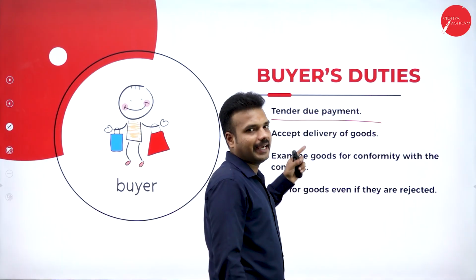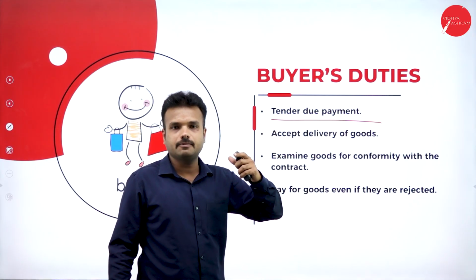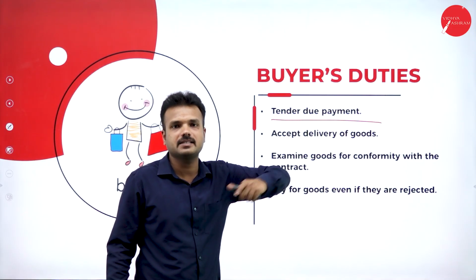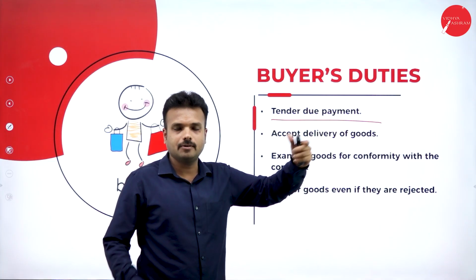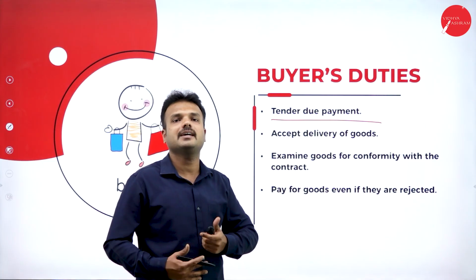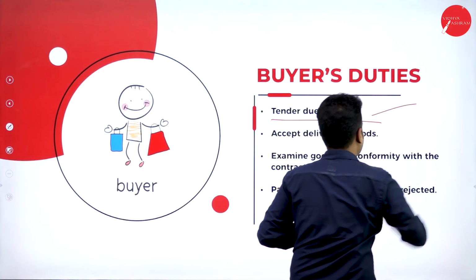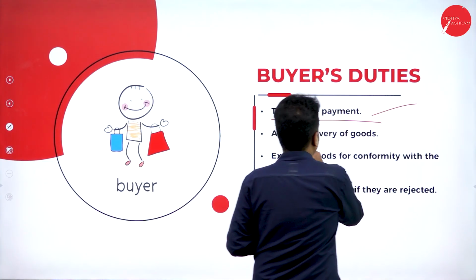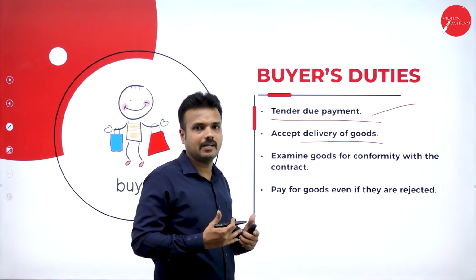Buyer duties. Tender due payment. All the buyers are not supposed to make the payment in a single payment, meaning a single installment. They may take a number of installments. Lawfully they have a right to take installments, but within the specified period of time they are going to clear the amount or the credit taken from the seller. Accept delivery of goods. He has a complete right to accept the delivery of goods.